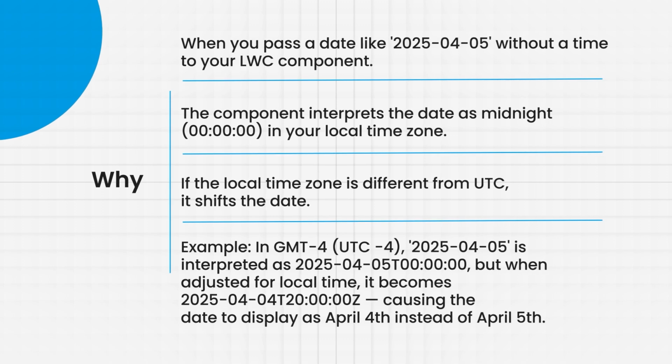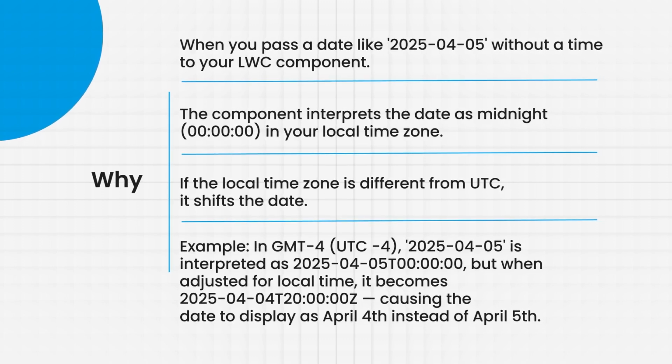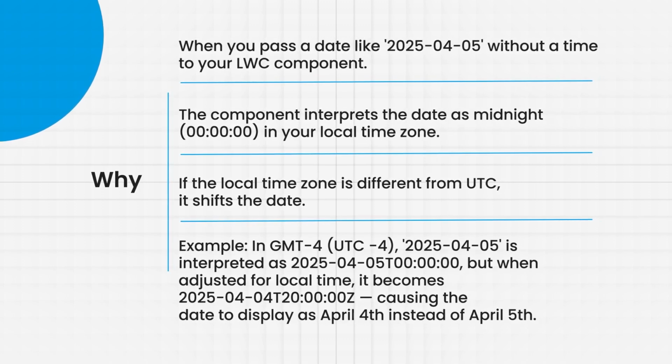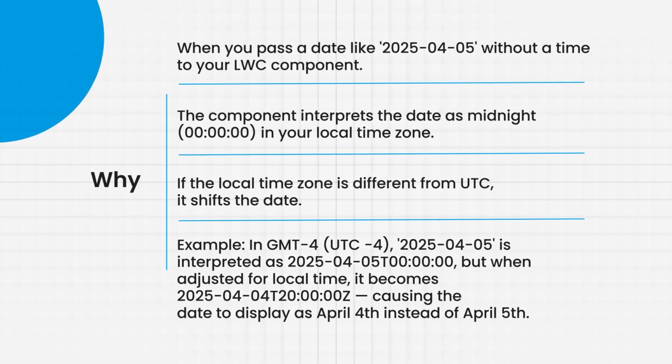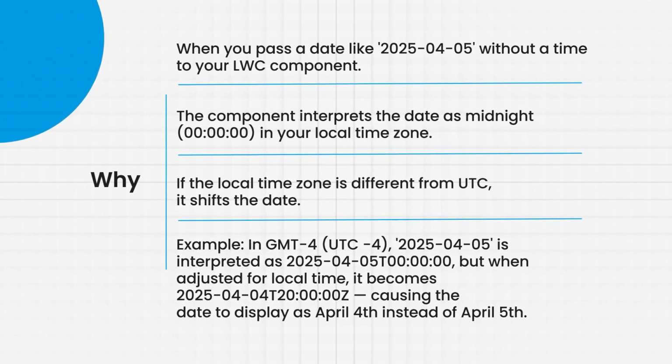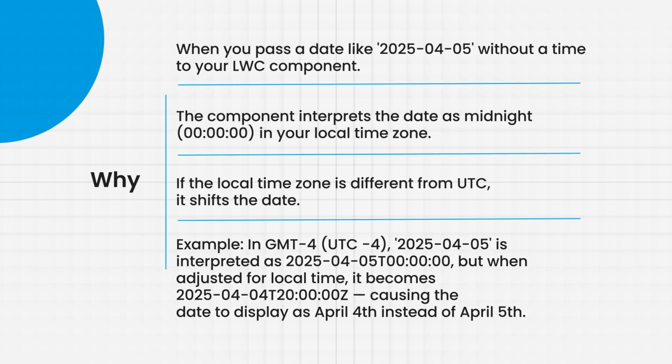For example, April 5th, 2025 is interpreted as April 5th, 2025 midnight, but when adjusted for local time zone, it becomes April 4th, 8 p.m., causing the date to display as April 4th instead of April 5th.